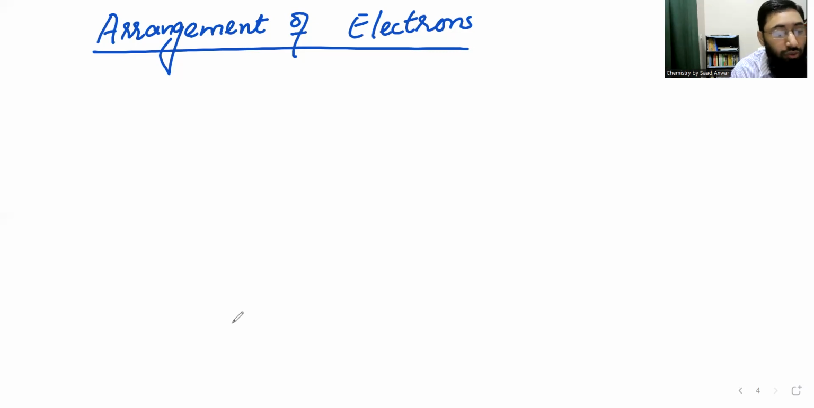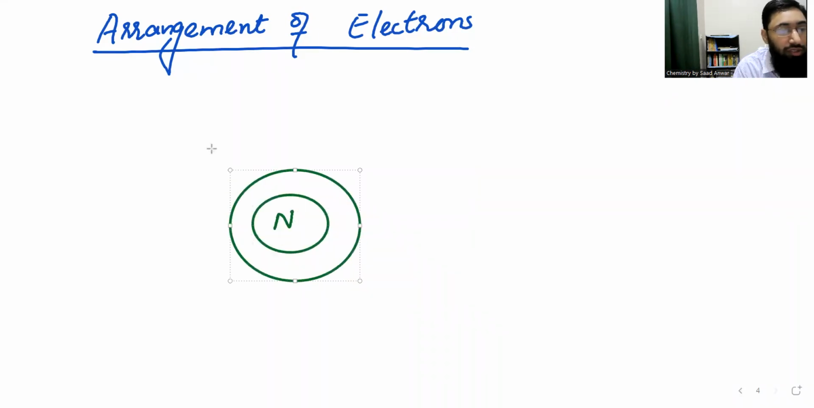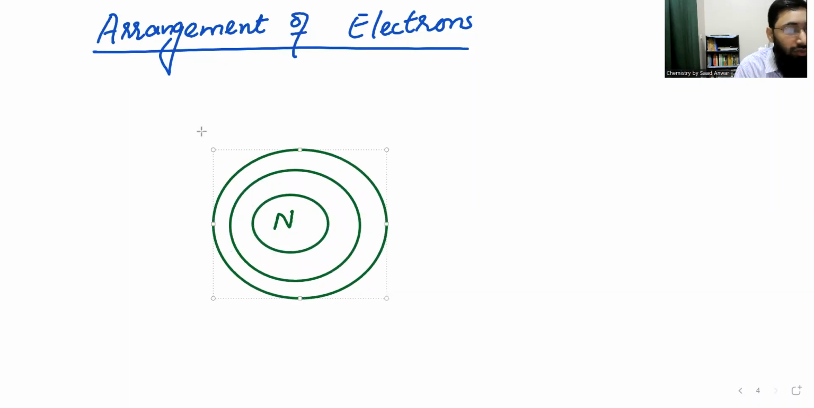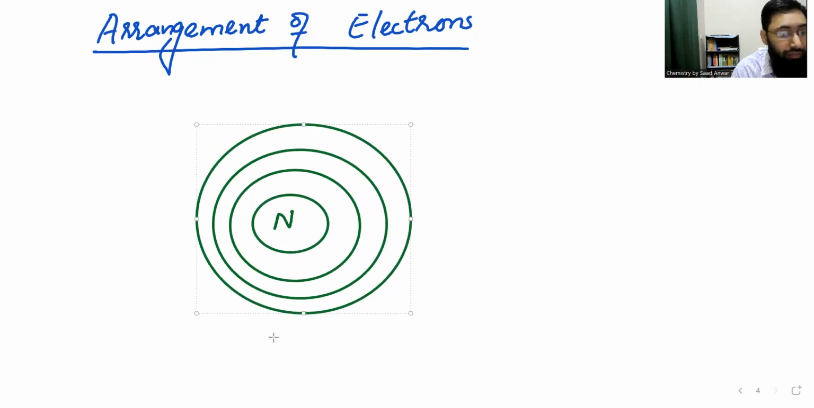Let me show you the structure of an atom. It looks like this. This is the nucleus. This will be the first shell. This will be the second shell. This will be the third shell. This will be the fourth shell.